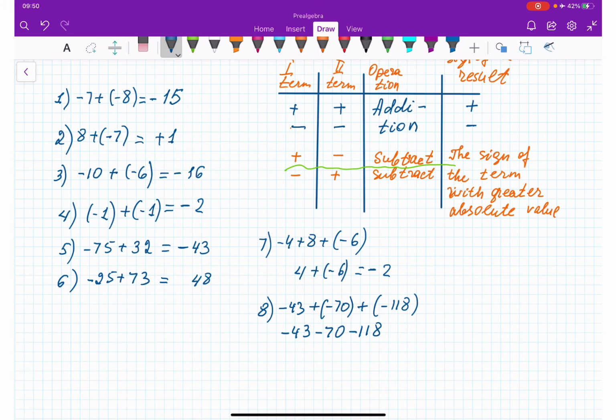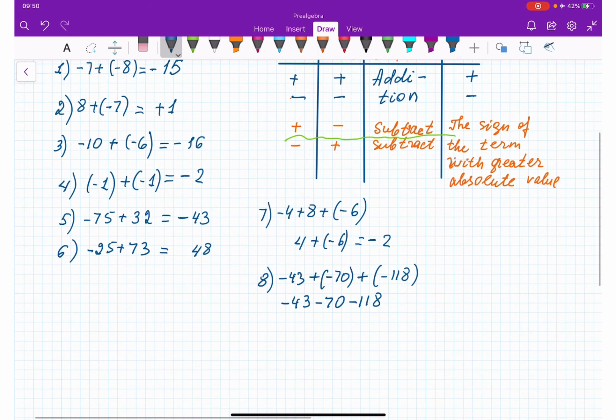As a matter of fact, I personally think this type of notation is much better to understand. But anyway, it's not my place to say anything about method. So it's your choice. Whichever method you like, you use that one. So what do we have? We have negative and negative, right?